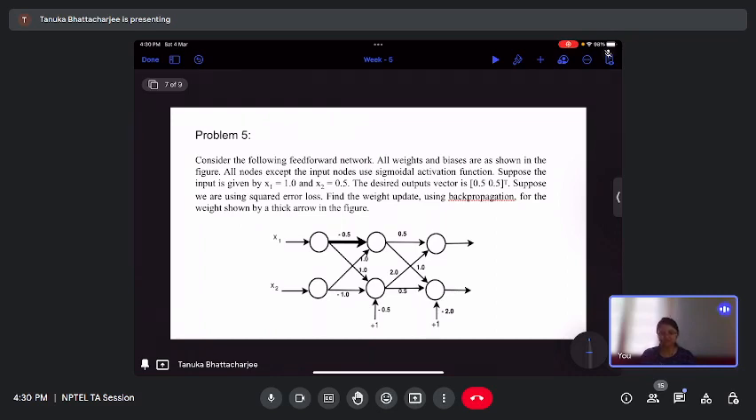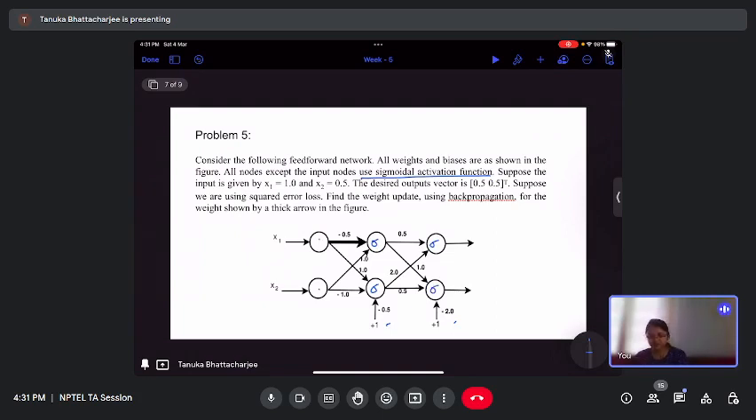Here this is the neural network that is given to you. Some weights are already given and bias terms are also given here. So you can think of it as a random initialization for this particular neural network. If we read the problem, it says: consider the following feed forward network. All weights and biases are shown in the figure. All nodes except the input nodes use sigmoidal activation function. So except these two nodes, all are sigmoidal activation function.